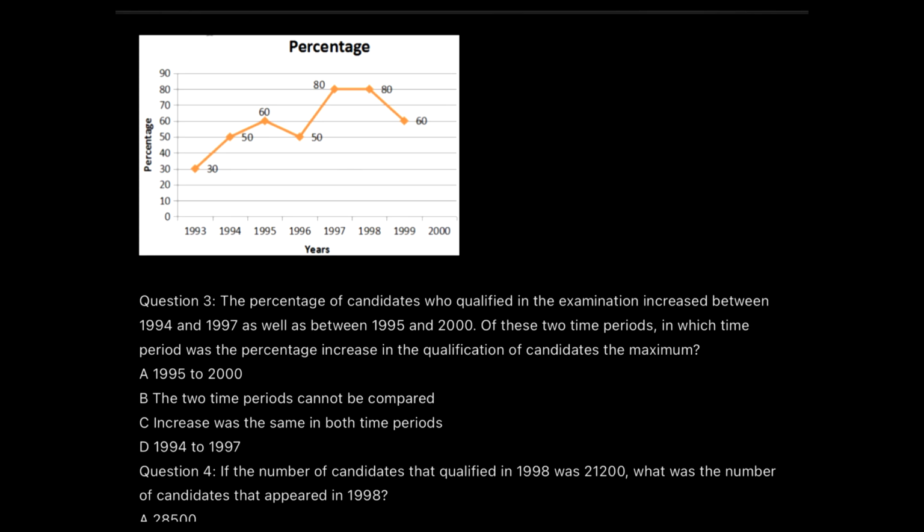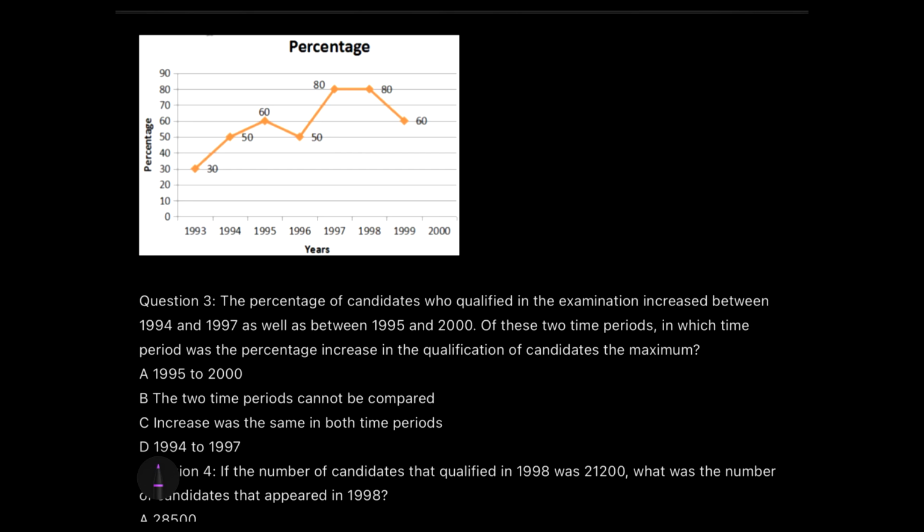Here's your line graph, and question number 3 says the percentage of candidates who qualified in the examination increased between 94 to 97 as well as between 95 to 2000. Of these two time periods, in which period was the percentage increase in the qualification of the candidates maximum? The options say the two periods cannot be compared, or the increase was the same over the period of time. So let's first figure that out.